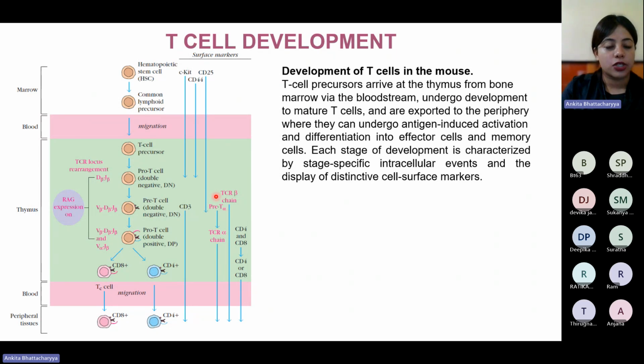Coming back to the process, from the common lymphoid precursor, once it has moved into the thymus, it is considered a T cell precursor because now it is pre-programmed to differentiate into a T cell. It cannot develop into a B cell anymore. Within the thymus, the next step is the subclassification of these T cells into CD4 plus or CD8 plus.